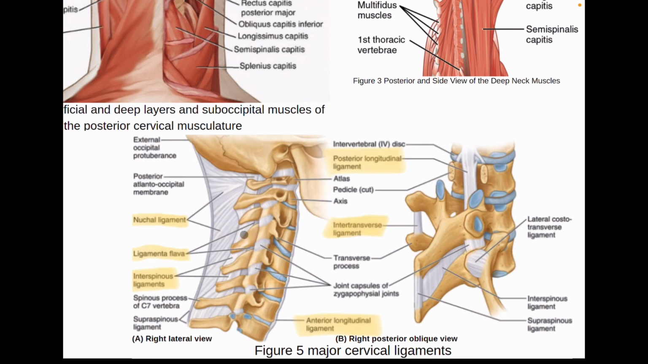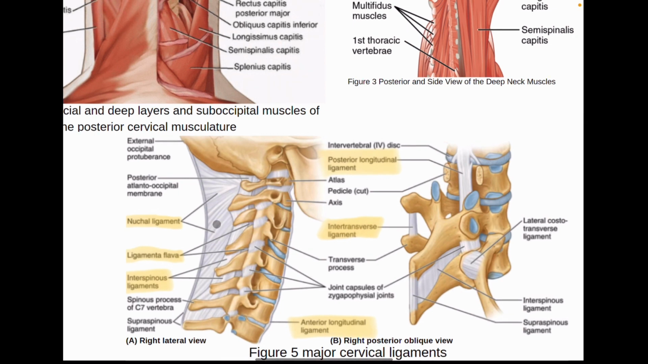Beside it here are the interspinous ligaments, and they, as you can see, run between each spinous process of each vertebrae. And this ligament is responsible for limiting hyperflexion while also helping to stabilize the vertebrae via the spinous processes.